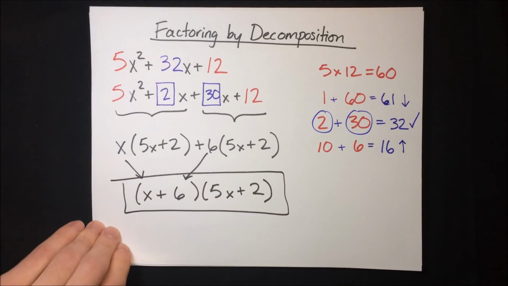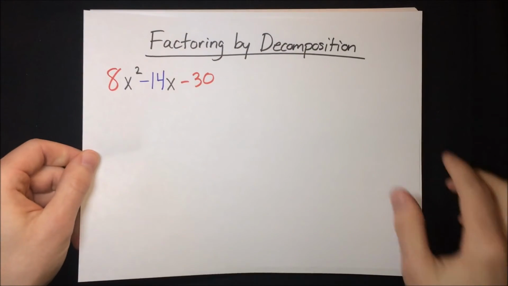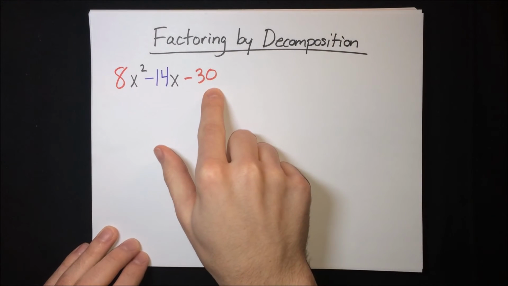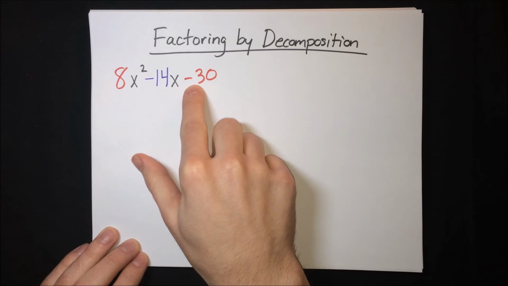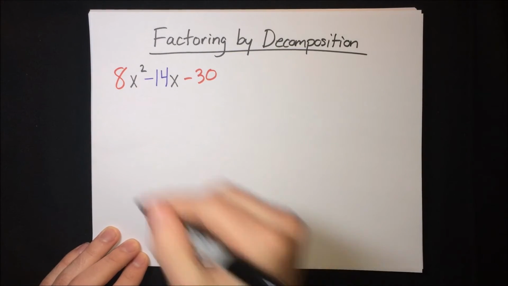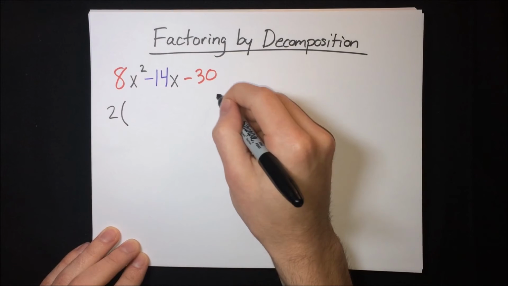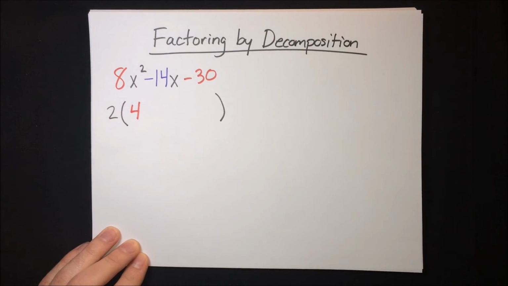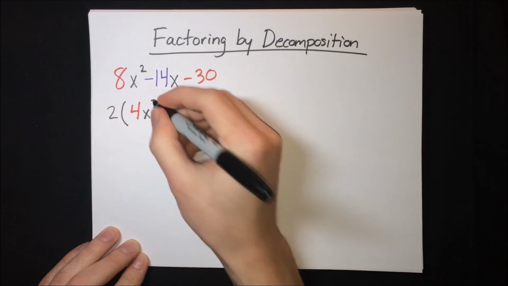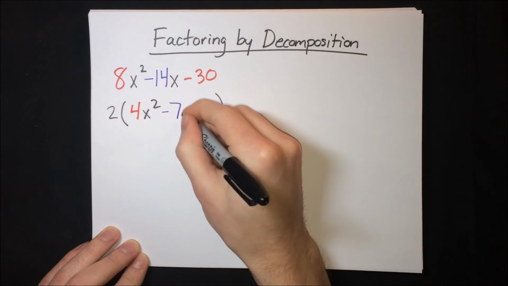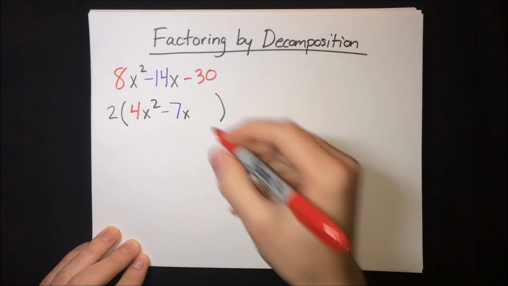Let's try an even tougher example. In this expression, we've got some bigger coefficients and we've also got some minus signs. The first thing to notice is that each coefficient is even, so we can factor out a 2 from everything. 8 now becomes 4x squared. Minus 14 becomes minus 7. And minus 30 becomes minus 15.